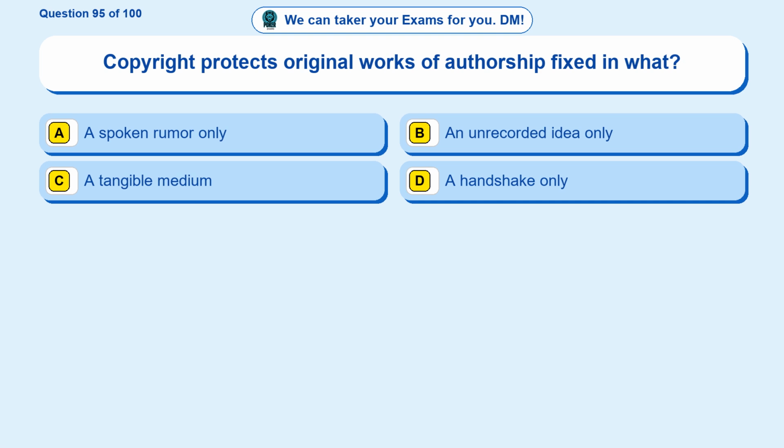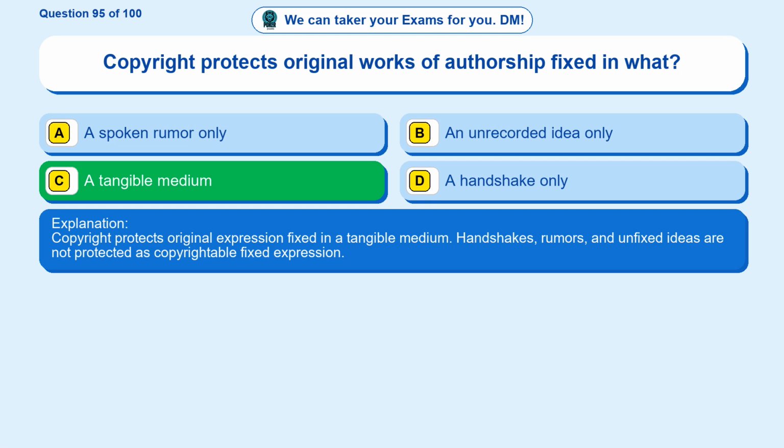Question 95. Copyright protects original works of authorship fixed in what? Option A, a spoken rumor only. Option B, an unrecorded idea only. Option C, a tangible medium. Option D, a handshake only. The correct answer is option C. A tangible medium. Copyright protects original expression fixed in a tangible medium. Handshakes, rumors, and unfixed ideas are not protected as copyrightable fixed expression.